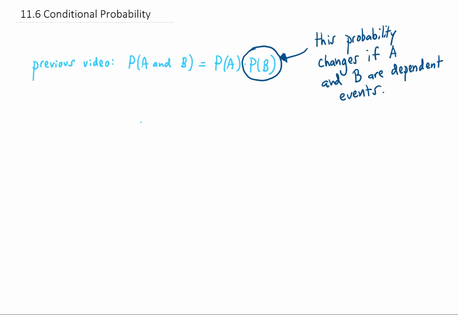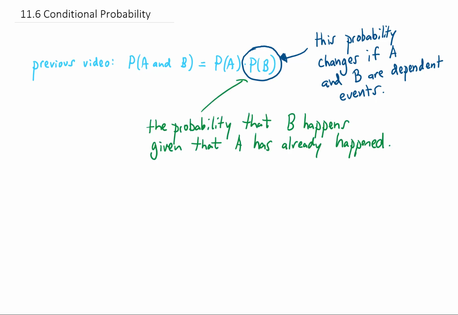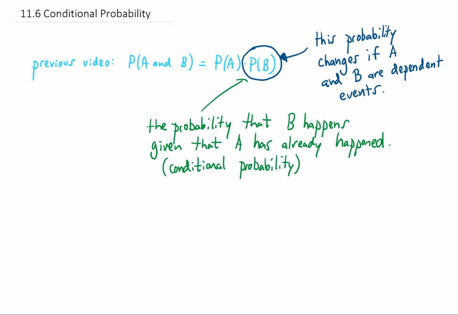In other words, this probability can change if the events A and B are dependent on each other. So technically, this probability here should really be read as the probability that event B happens given that event A already happened. And this type of probability that depends on some other event happening has a name. It's called a conditional probability. And we actually have a slightly new notation for it. We might more correctly call this second probability the probability of B happening given that A happens. And that's what this notation means right here.